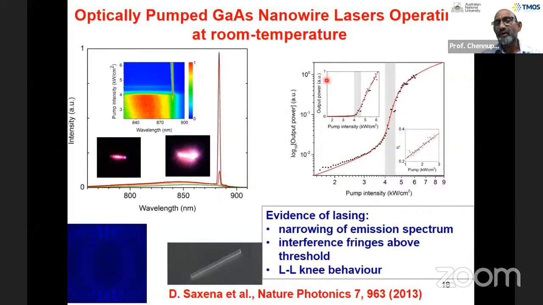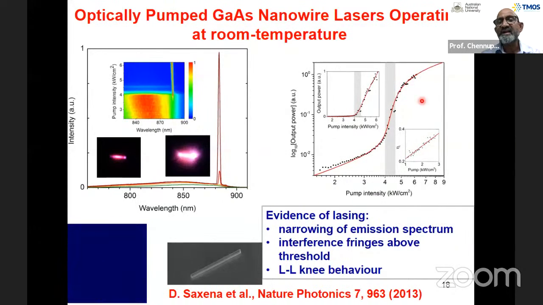He also plotted output versus input, and you can see threshold-like behavior where lasing takes place. He also plots a log-log plot showing an S-type curve, where here you get spontaneous emission, here you get amplified spontaneous emission, and here you end up getting the lasing behavior.